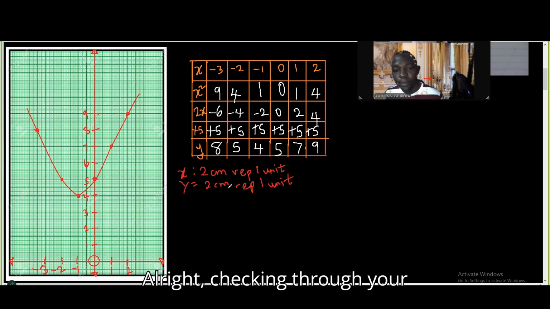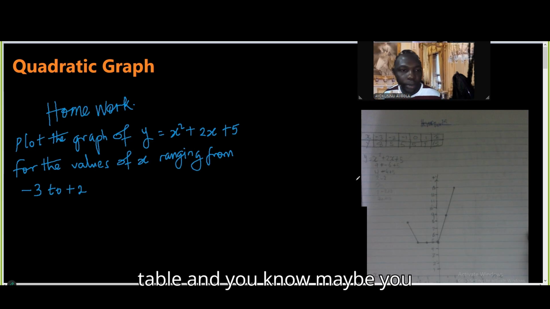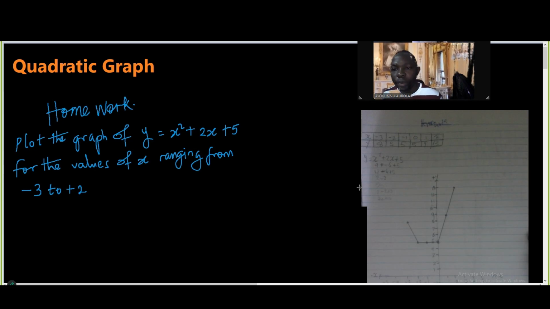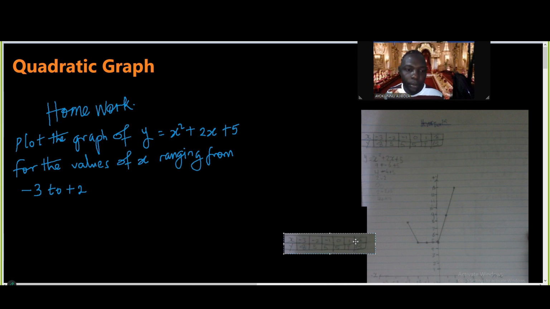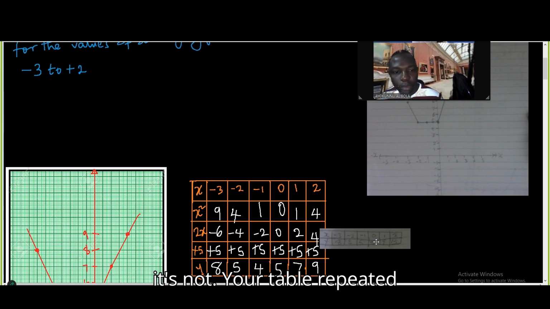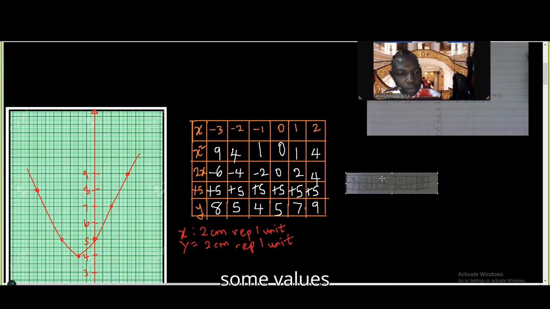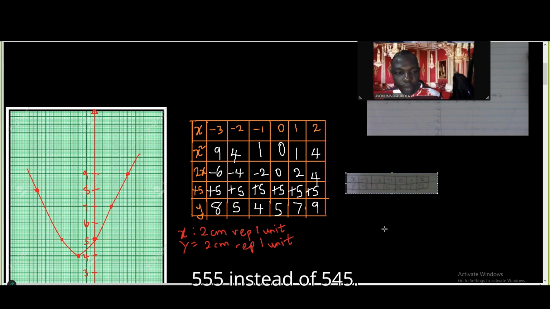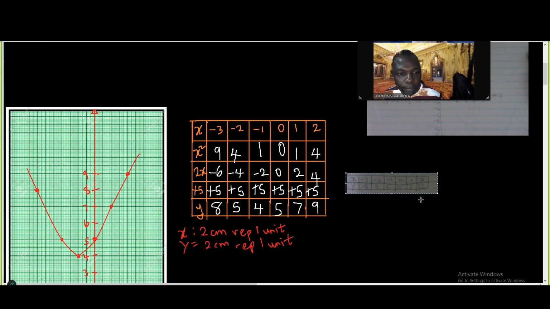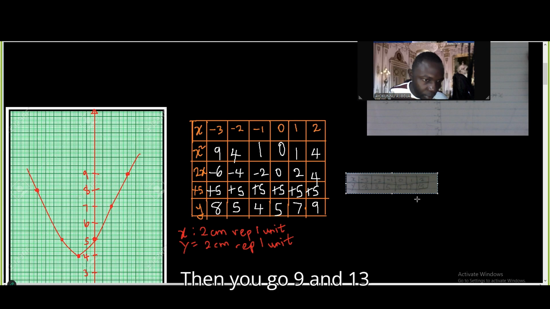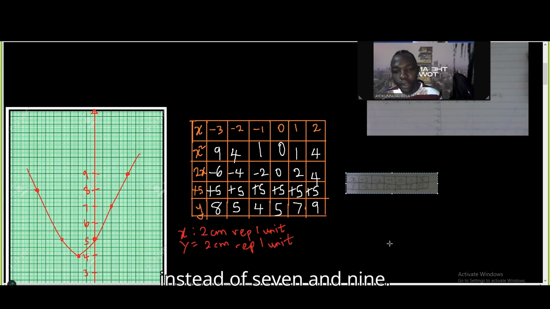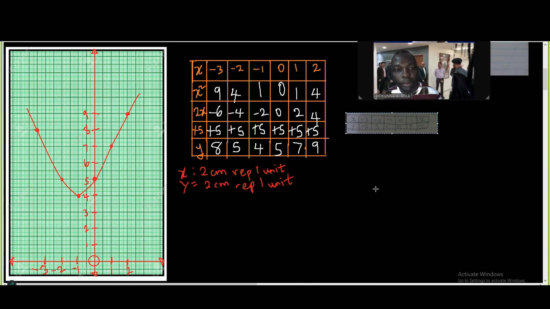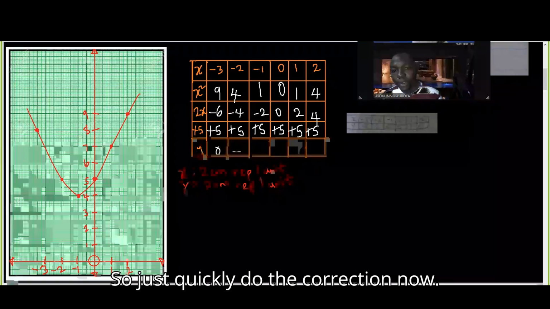All right. Checking through your table, maybe you mixed up some stuff there because your table repeated some values: 555 instead of 545. Then you got 9 and 13 instead of 7 and 9. So just to quickly do the correction now, okay?